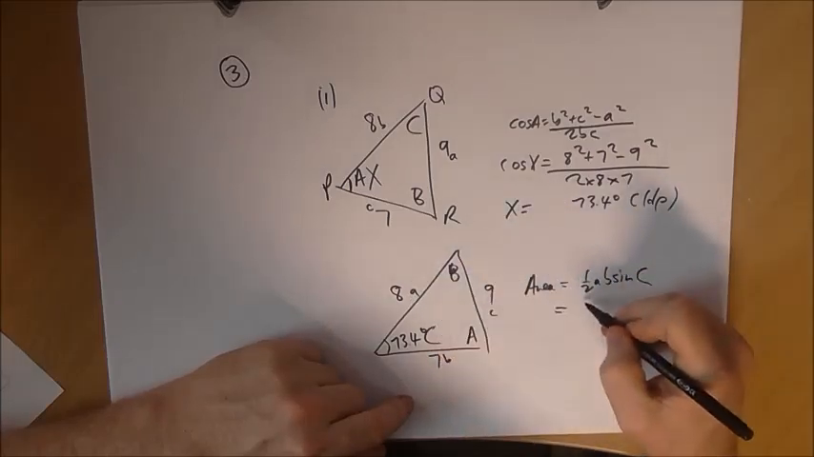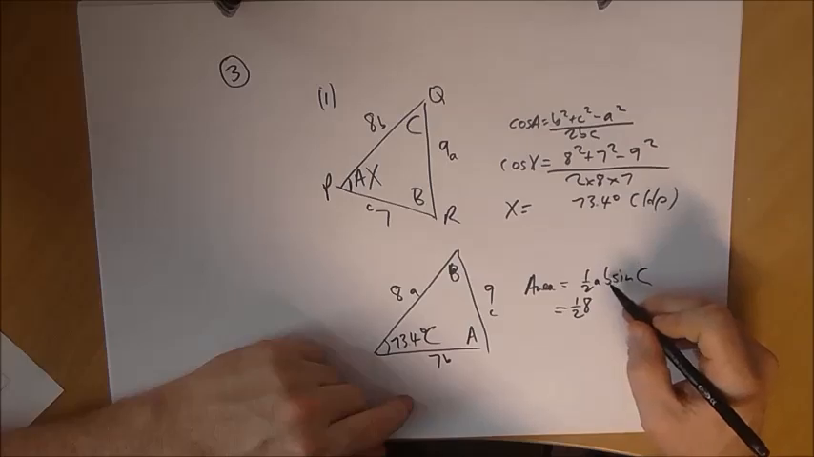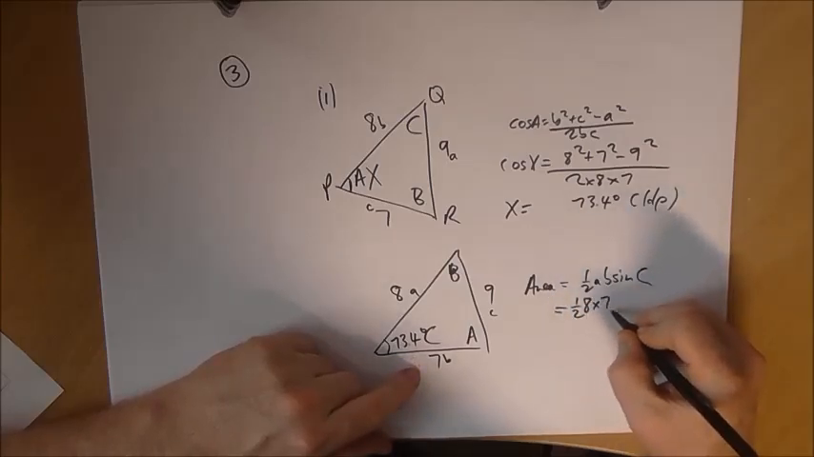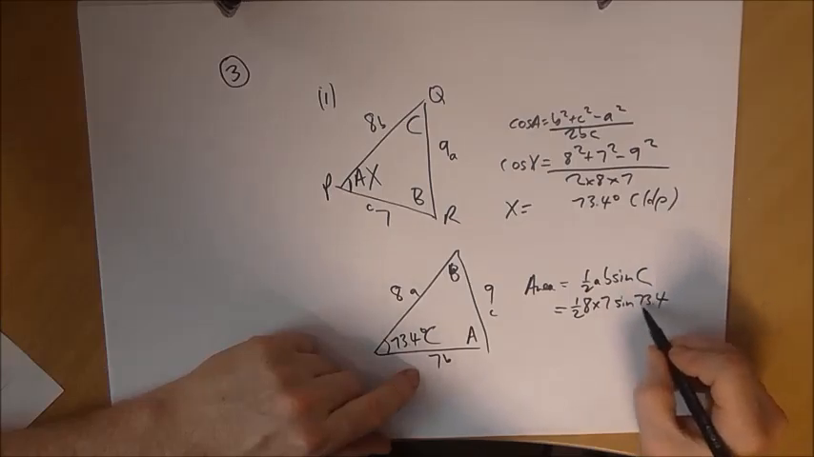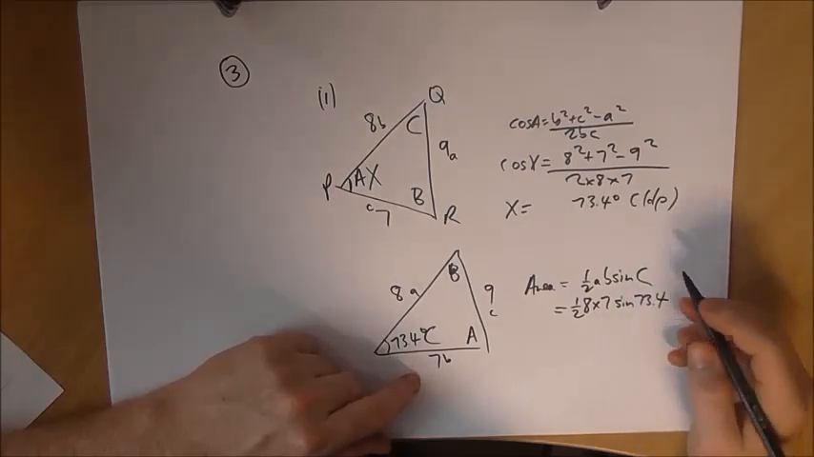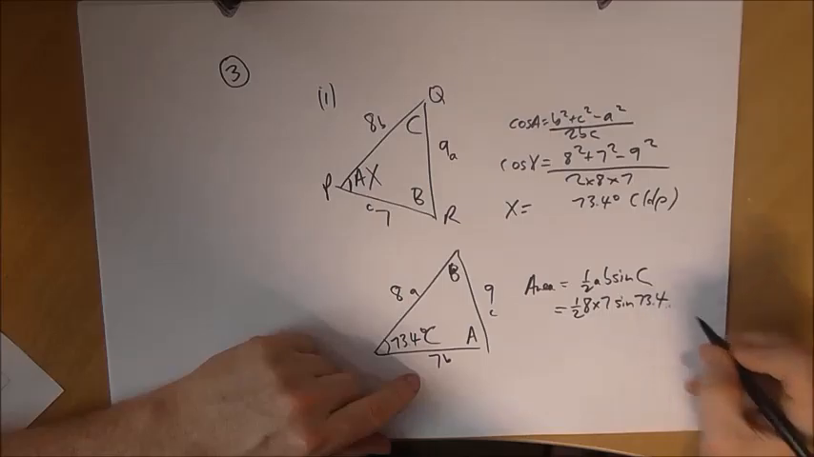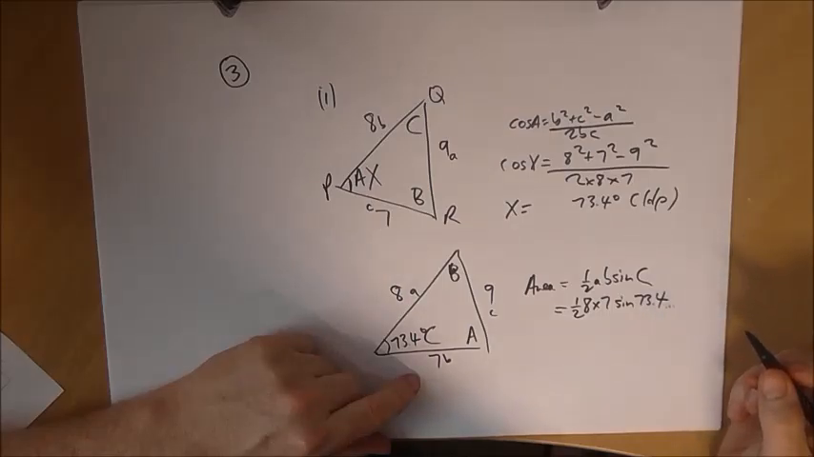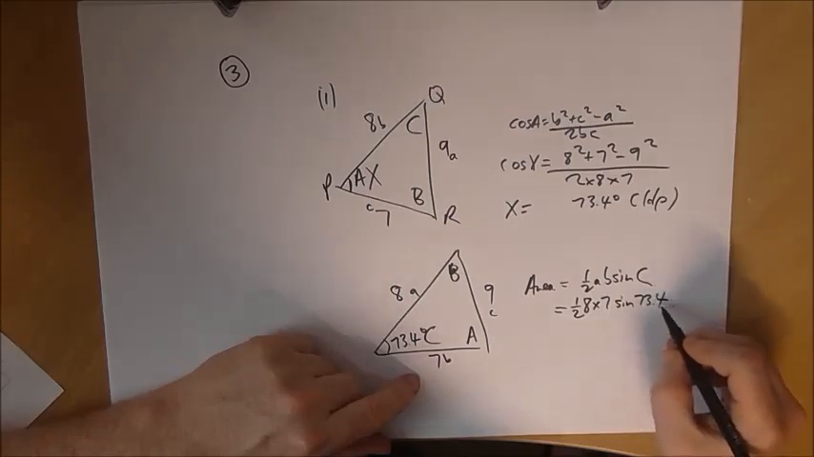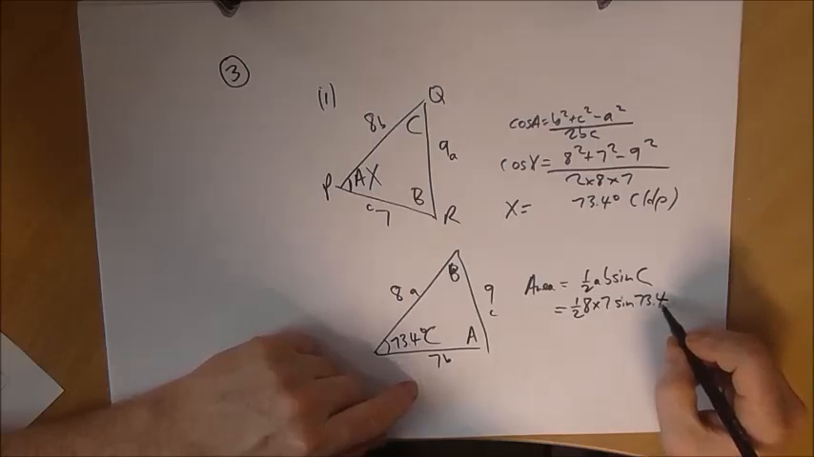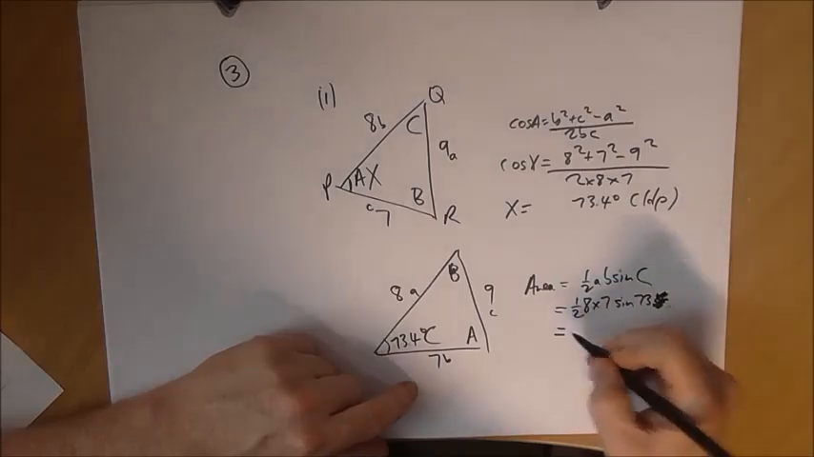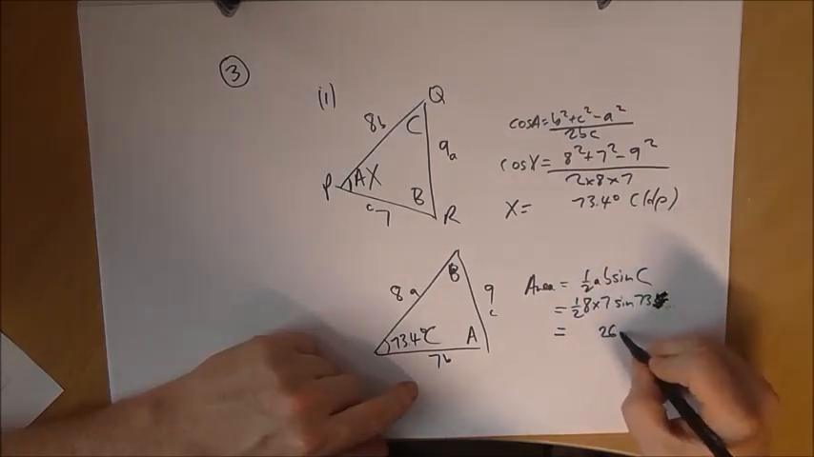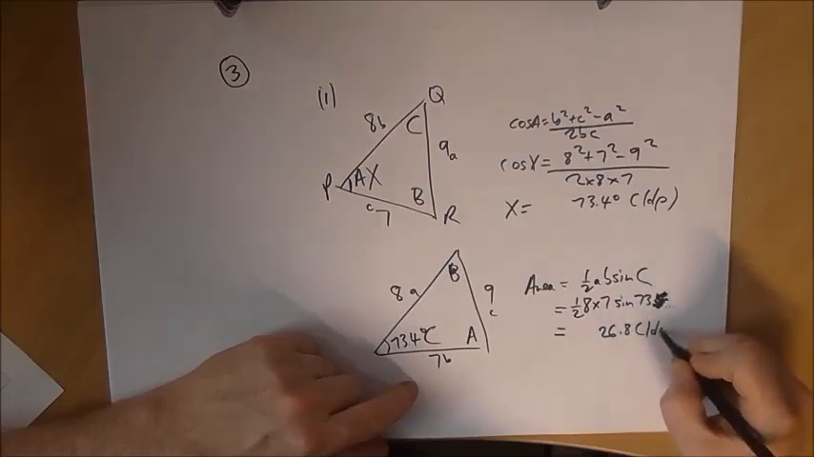Where the A is, write an 8. Where the B is, write a 7. And just remember to use the answer button to type the 73.4, because 73.4 was just rounded. I don't know whether it was 73.4 or 73.39 or something. So I'll just write that to be sure. Anyway, you type that through and apparently you get an area of 26.8 to 1 decimal place.